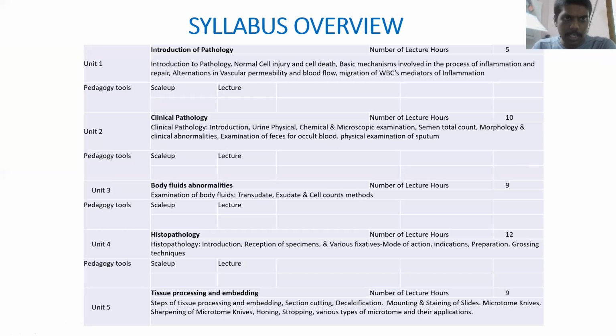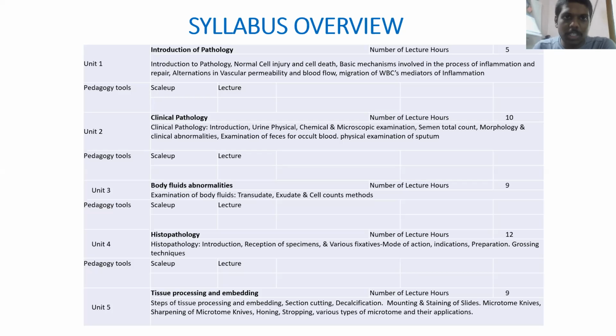So in today's lecture, let us do a quick revision of the syllabus overview. In unit 1, we have introduction to pathology. Here we studied the basics of pathology, like what is pathology and what are the branches in pathology. Then we discussed what is cell injury and how the cells die. We discussed types of cellular death, like apoptosis and necrosis. Then we discussed the basic mechanism of inflammation. How inflammation occurs and what is the classification of inflammation.